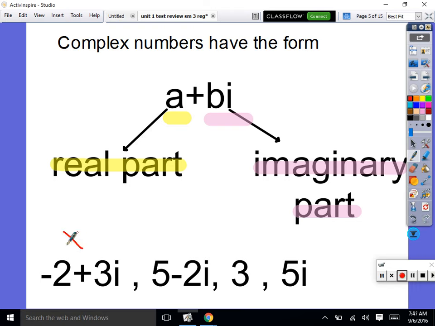So these are all just examples, guys, of complex numbers. -2 plus 3i. -2 is the real part and 3i is the imaginary part. This is a complex number. 5 is the real part, -2i is the imaginary part. 3 technically is considered a complex number. That's just 3 plus 0i, correct? So technically any number is considered a complex number. 5i is a complex number. That's 0 plus 5i. So basically every number is a complex number.